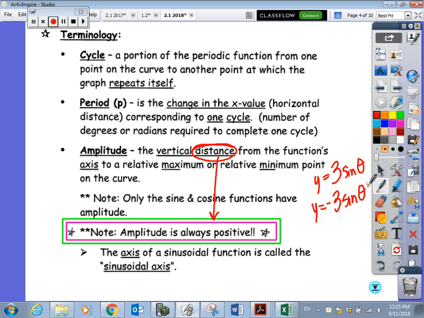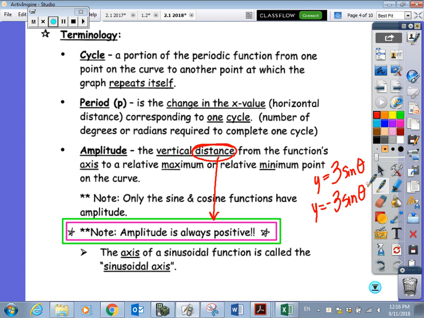This note right here about sine and cosine having an amplitude. Those are the only graphs that have a distance from the middle up and the middle down. We would never ask you the amplitude of a secant, a cosecant, an arcsine, an arccosine, a tangent, a cotangent. Now, that doesn't mean they can't be vertically stretched or shrunk. That can still happen. It's just not called an amplitude.